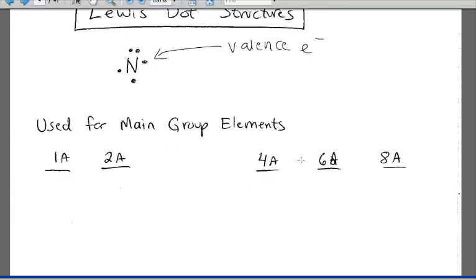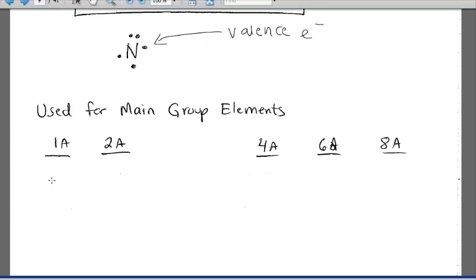So some examples. In group 1A, all of the elements have a single valence electron. So lithium would have one dot. Sodium as well would have one dot. In group 2A, you have beryllium, and that has two valence electrons. We generally put them on opposite sides of the symbol. Magnesium is another example, with two dots for the two valence electrons.